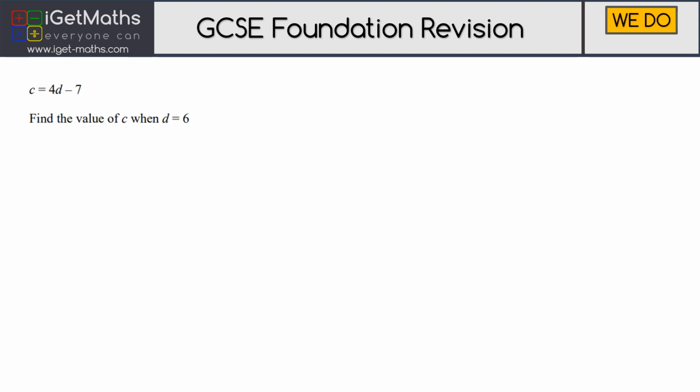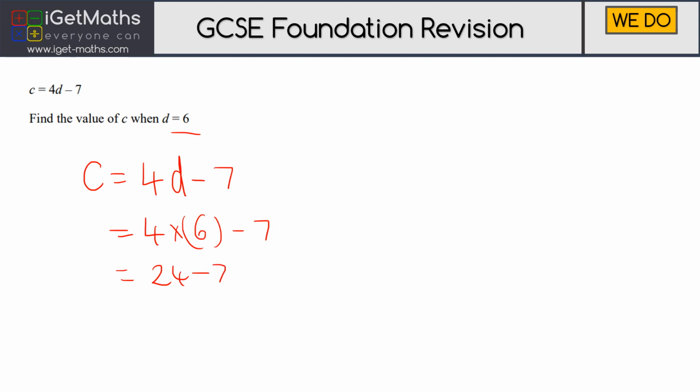Okay, c equals 4d minus 7. And we need to find the value of c when d equals 6. So this is just a substitution question. So we've got c equals 4d minus 7. And remember, 4d means 4 times d. And we know that d is 6. So we're going to do 4 times 6 minus 7. 4 times 6 is 24 minus 7. 24 minus 7 is going to give us c equals 17.